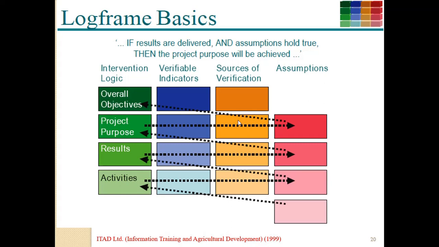So you have this thinking of, okay, if the results are delivered, for instance if you have the inputs and you carry out the activities and the results are delivered, and the assumptions or the other factors that we talked about, the external factors, hold true, then the project purpose will be achieved. Okay, so you have here, you assume, for instance, you have the inputs.